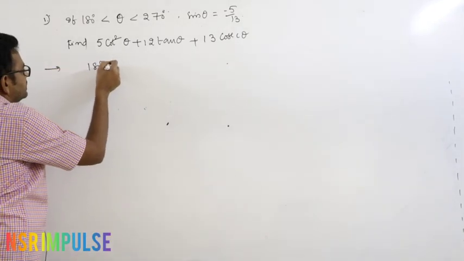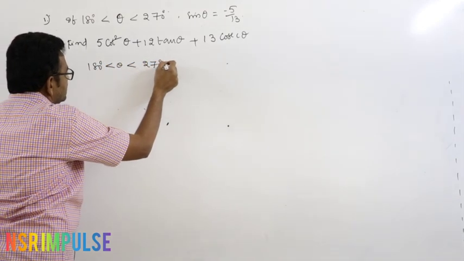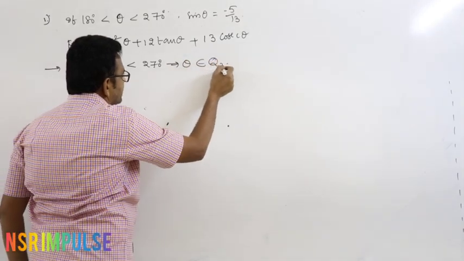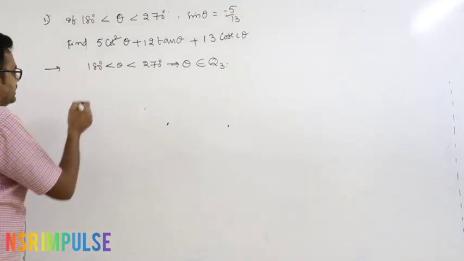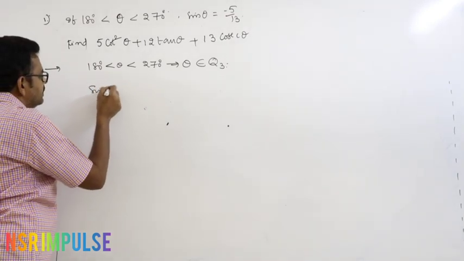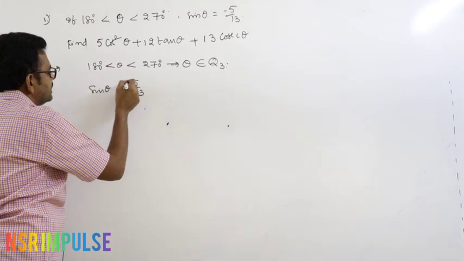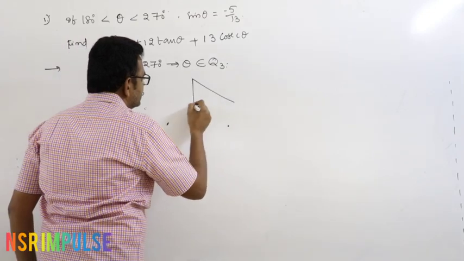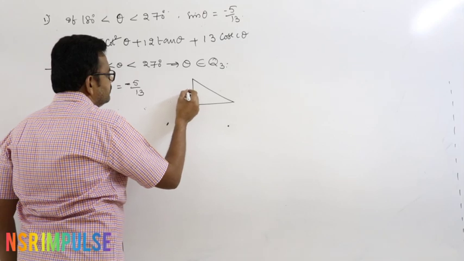180 degrees less than theta less than 270 degrees implies theta lies in the third quadrant. Sin theta is minus 5 by 13. Minus or plus depends on the quadrant. Sin theta means, for a right angle triangle, the opposite side is 5.